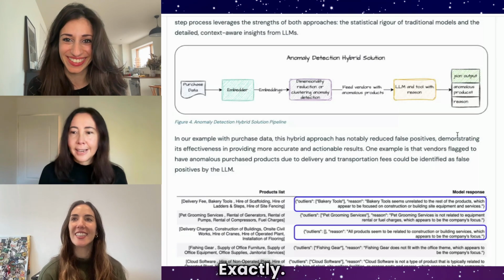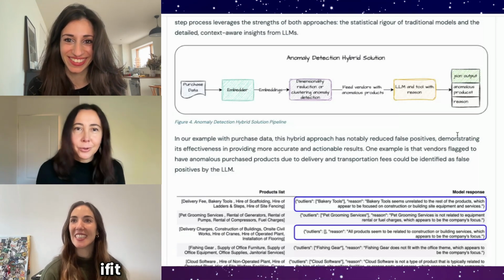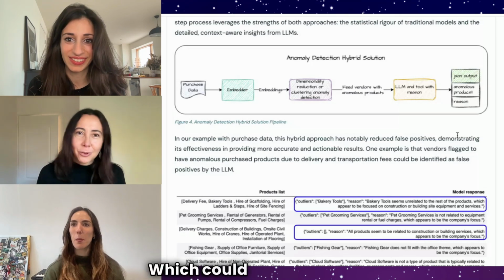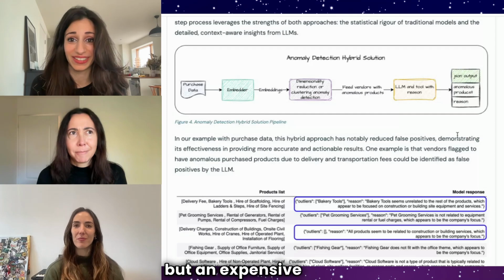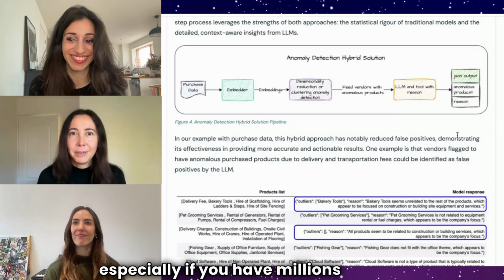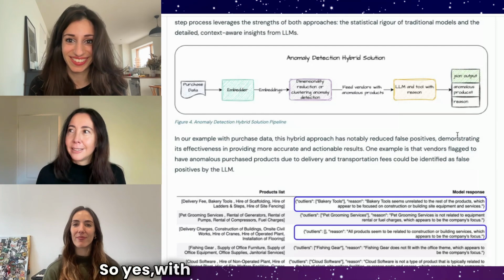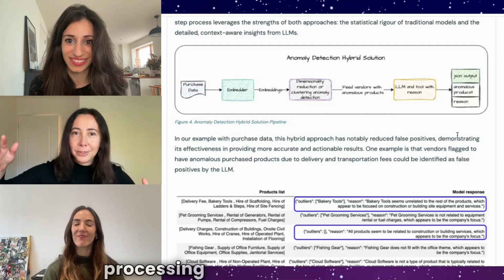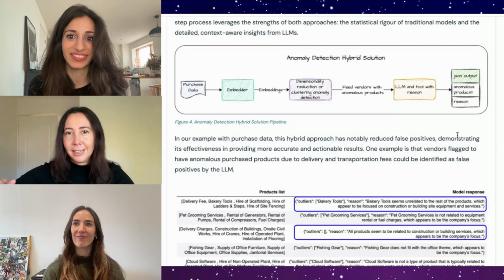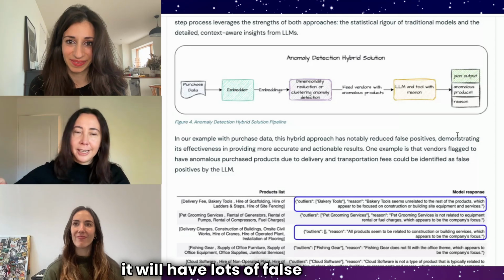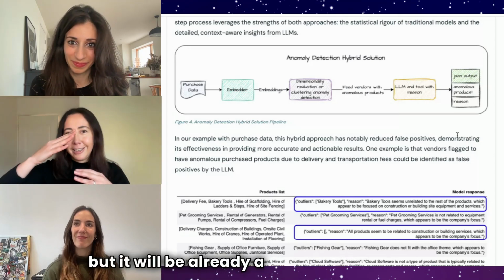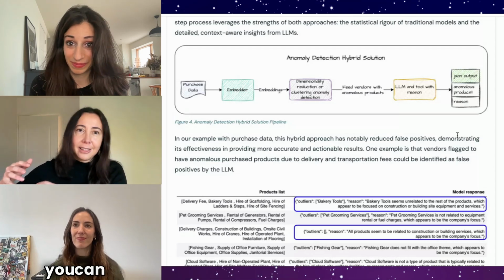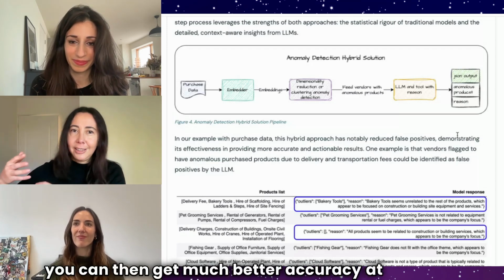Yeah, excellent question. Because you could say, well, if it is so good, why don't you just send all the data to the LLM and that's it, right? Which could be an option, but an expensive one, especially if you have millions of data. So with this approach, you can do that big bulk of the data processing through a classic ML. It will have lots of false positives, but it will be already a first filtering of the data. And then when you go to the LLM, you can get a much better accuracy at less cost.